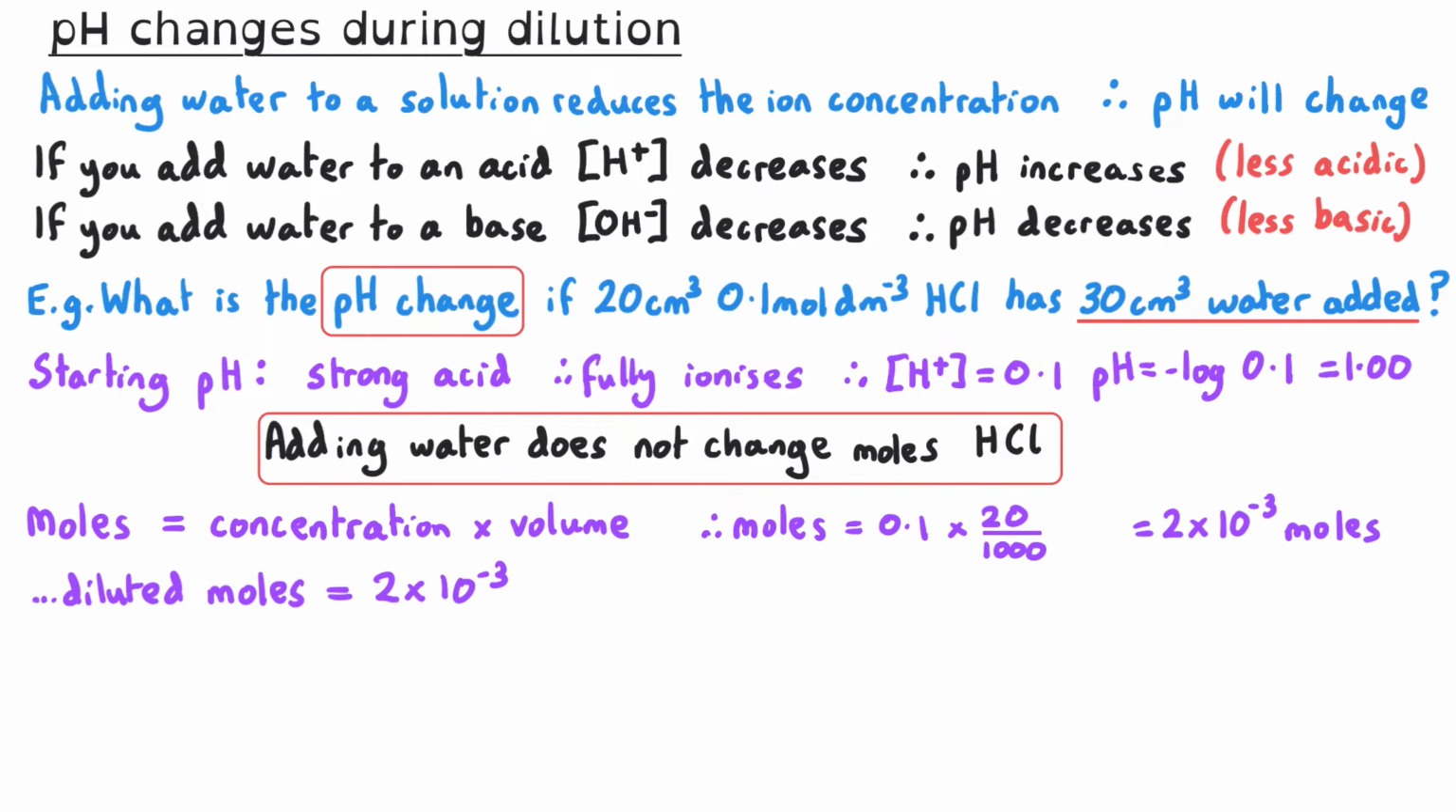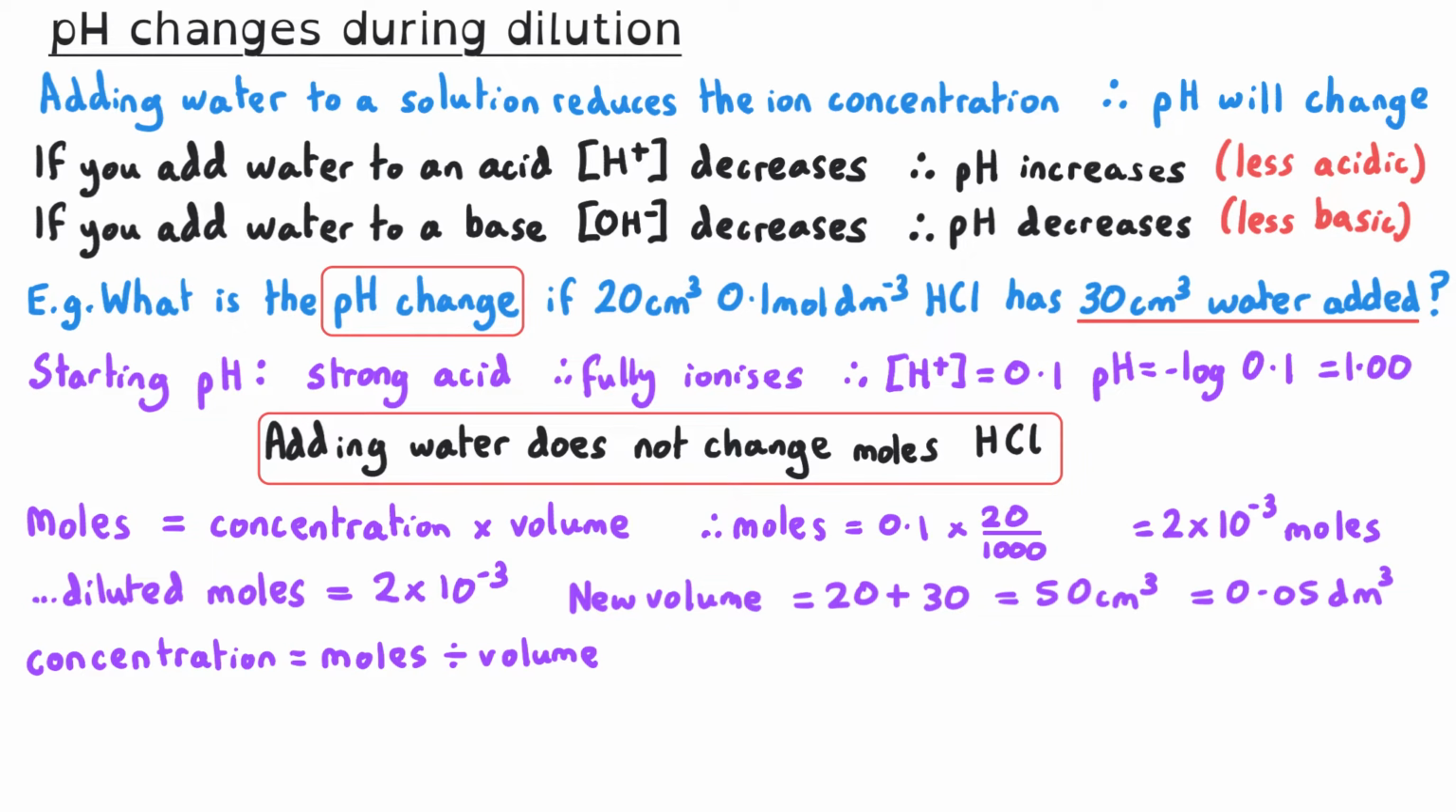It's just that these moles will be dispersed over a larger volume of solution, because the new volume has increased to 50 cm³ since we've added 30 cm³ of water to our initial 20 cm³. And more usefully, we can say that this new diluted volume is 0.05 dm³. And so then we can work out the new hydrochloric acid concentration by doing moles divided by volume. So 2 × 10⁻³ divided by 0.05 gives us a new diluted concentration of 0.04 moles per dm³.